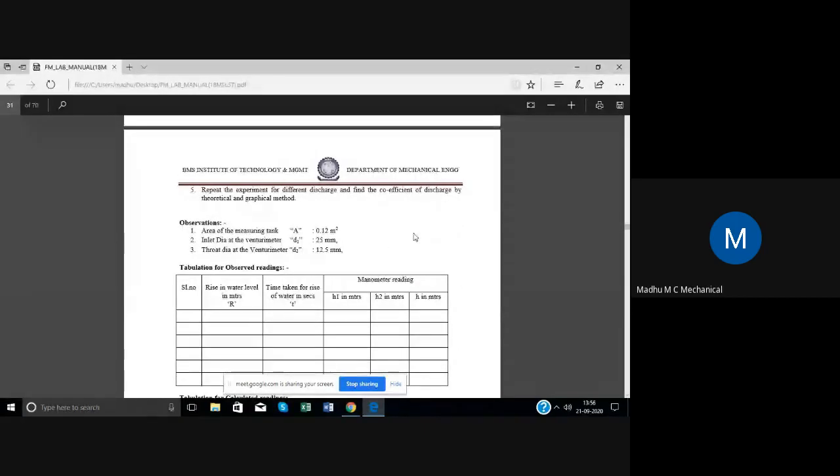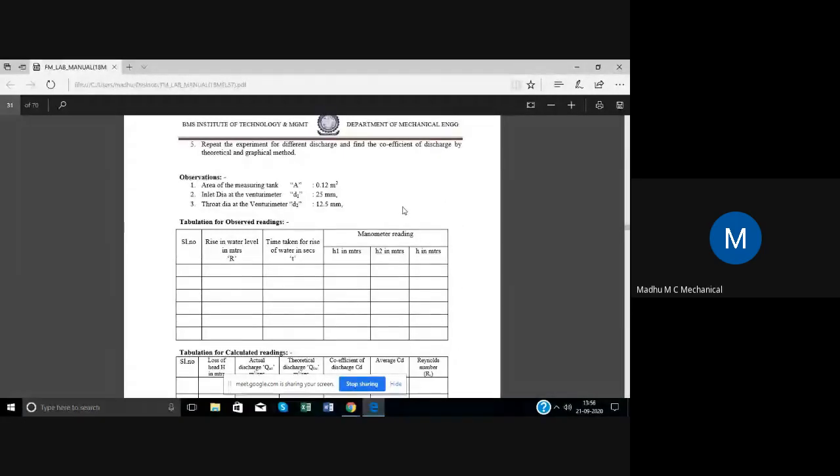Now, observe that since we are using the same tank, everything is similar to what you did in the last class. So what are the things now? Area of the measuring tank, 0.12 meter square. Again, same thing. Inlet diameter D1 25 mm, throat diameter 12.5.